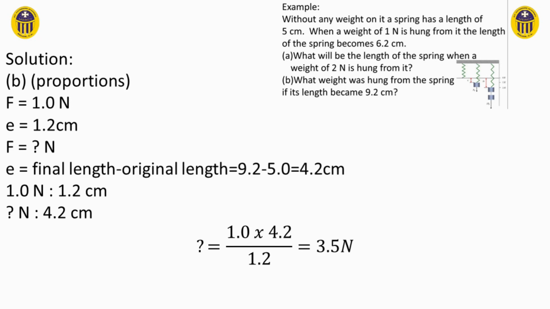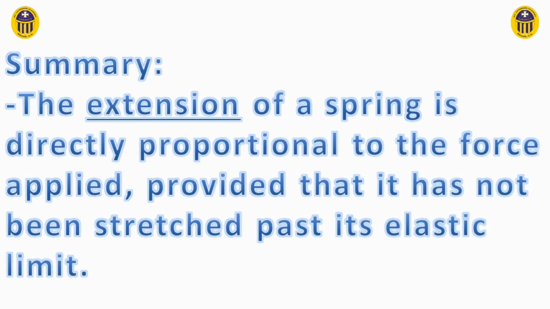The advantage of using proportions is that you get exact values, whereas using the formula, sometimes it is possible that you get rounded off values. In summary, the extension of a spring is directly proportional to the force applied, provided that it has not been stretched past its elastic limits.